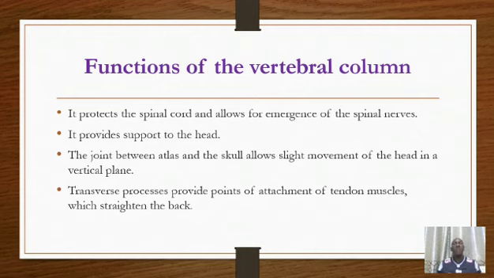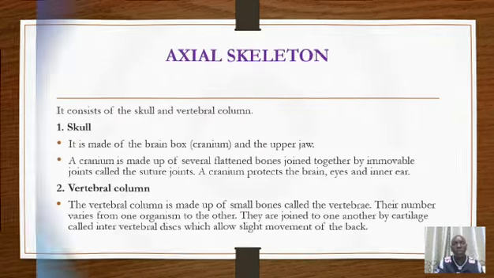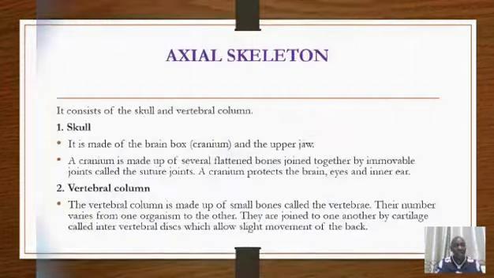Then there is a joint between the atlas and the skull. The first bone of the vertebral column is called the atlas. We're going to come to those bones. Now the skull is seated onto the atlas. When you observe that skeleton, that skull is seated on the first vertebra, called the atlas.